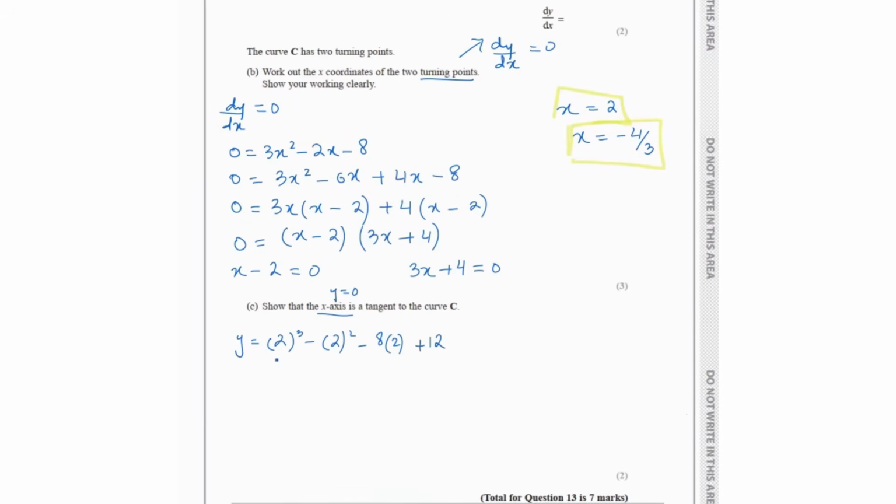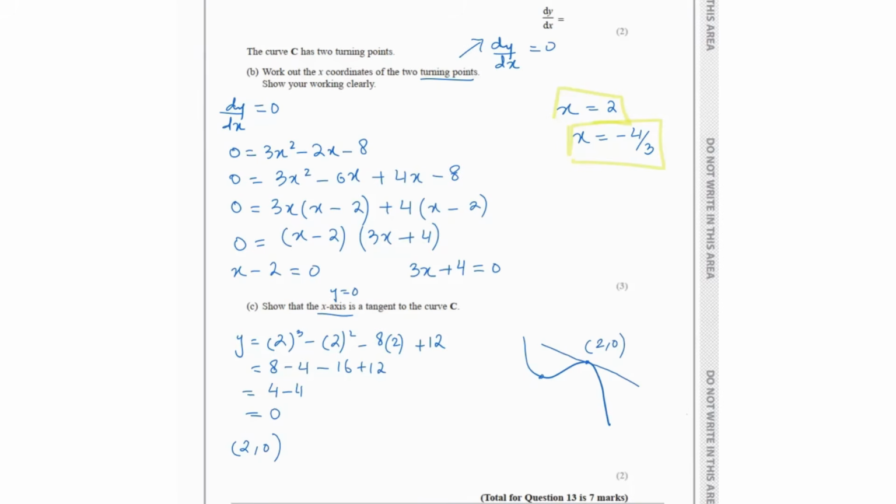So when you substitute this, that's 8 minus 4 minus 16 plus 12. 8 minus 4 is 4. -16 plus 12 is also 4. So 4 minus 4 gives us 0. So this shows that this point, which is (2, 0), firstly, is a turning point. If I draw a curve, this is one point, this is the other point. If this one is (2, 0), we can see that it's also a tangent because it's a turning point. So the x-axis is a tangent to this.